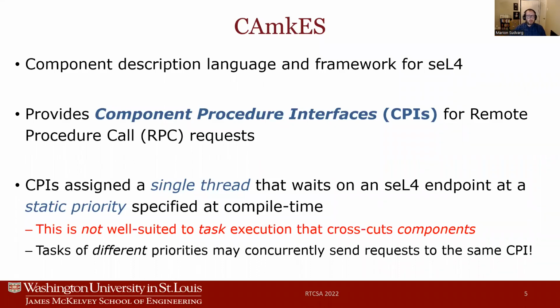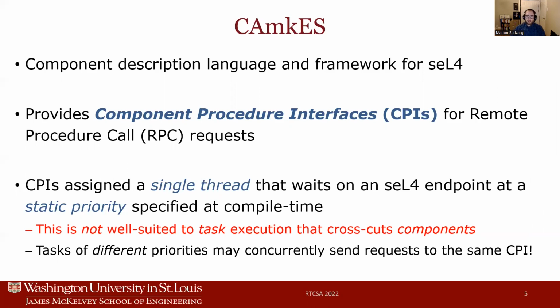CAmkES is a component description language and framework for seL4. It provides component procedure interfaces, or CPIs, for remote procedure call requests. The seL4 kernel provides a primitive called an endpoint, which is a synchronization point for threads to wait for messages from other threads. CAmkES assigns each CPI a single thread that waits on an underlying endpoint. This thread is assigned a static priority, which is specified in the component description and set at compile time.